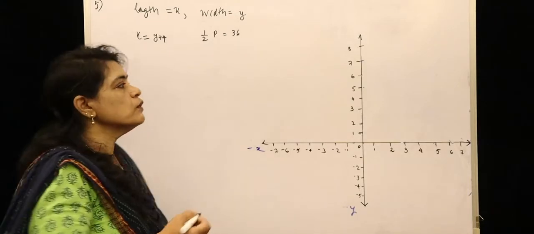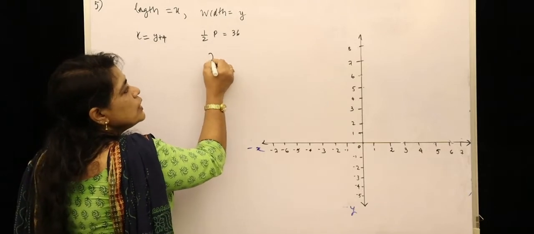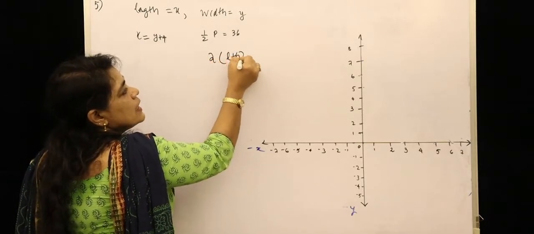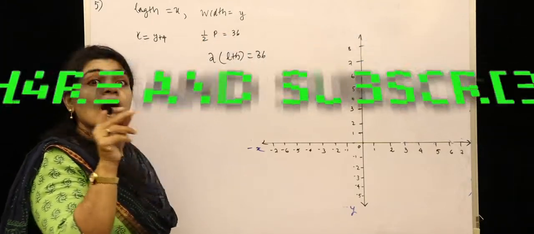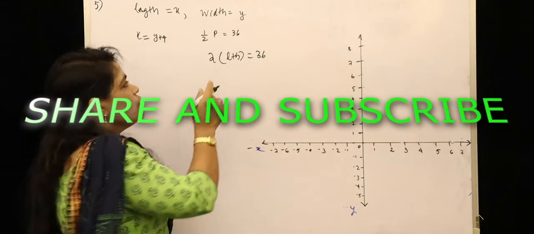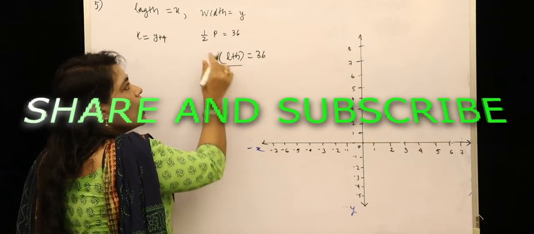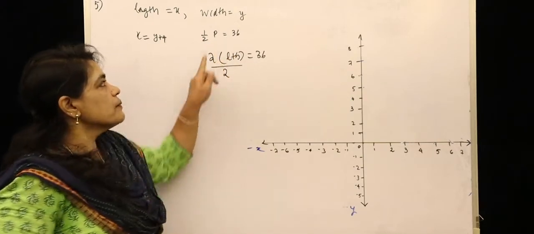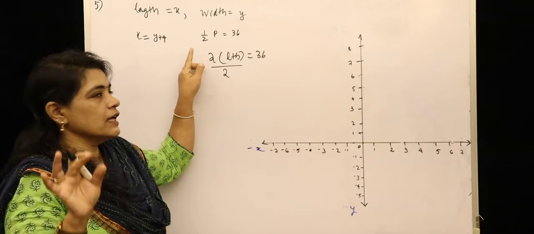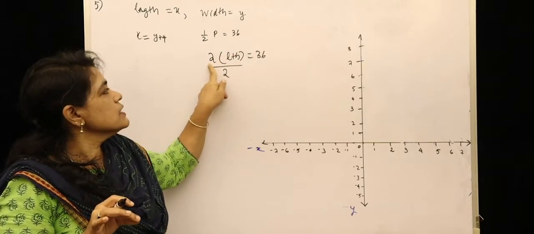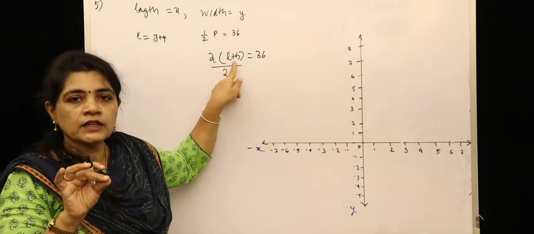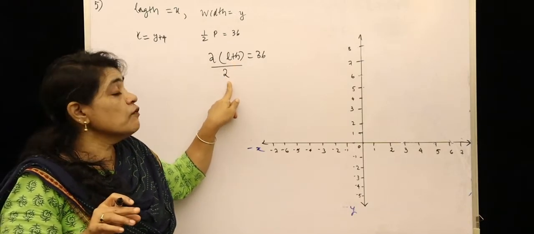We know that 2 into L plus B equal to 36. And here what is given? Half the perimeter. That means if you divide this with 2, half the perimeter. Here P represents the perimeter. Symbolically I have taken P, and that is given as 36. So this is the formula for the perimeter of the rectangle, 2 into L plus B divided by 2.